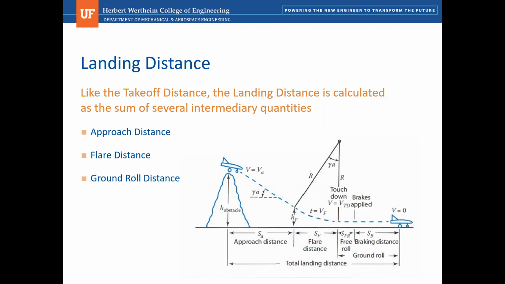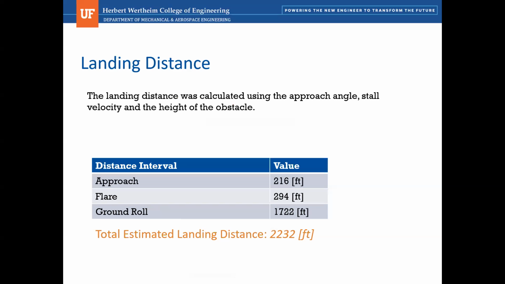And this is just how far the aircraft needs to travel before it touches down on the ground. And then the final interval is the ground roll distance, which is the amount of distance it takes to decelerate our velocity to 0. So by using the approach angle and functions of the stall velocity and height of the obstacle, we were able to calculate these 3 distances.